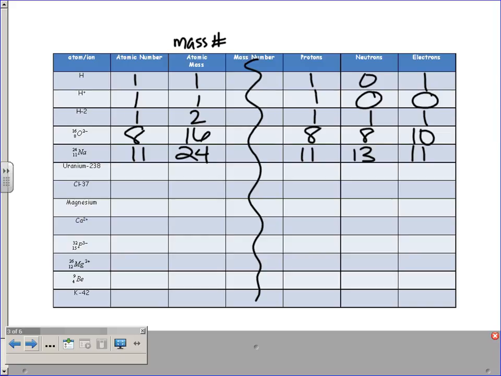The next one, uranium-238. 238 is my mass number. To find the atomic number, I'm going to have to use my periodic table. Uranium is atomic number 92. So it's an electrically neutral atom. There's no charge. So protons and electrons are both equal to atomic number, 92. Neutrons will be equal to mass number minus atomic number. 238 minus 92 gives me a number of neutrons equal to 146.